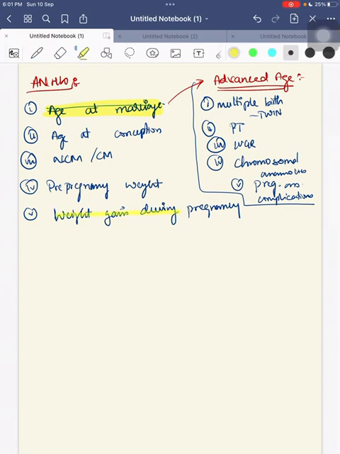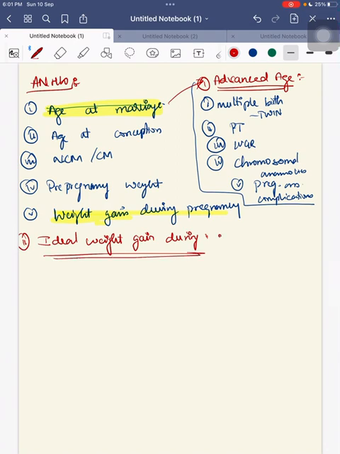The next question can be, what is the ideal weight gain during pregnancy? This is the second possible question. The ideal weight gain during pregnancy is classified according to the BMI of the mother, the pre-pregnancy BMI. So this is how you have to start the answer.